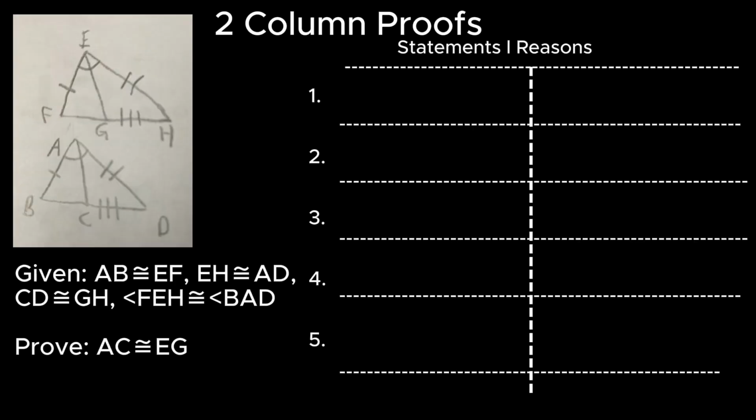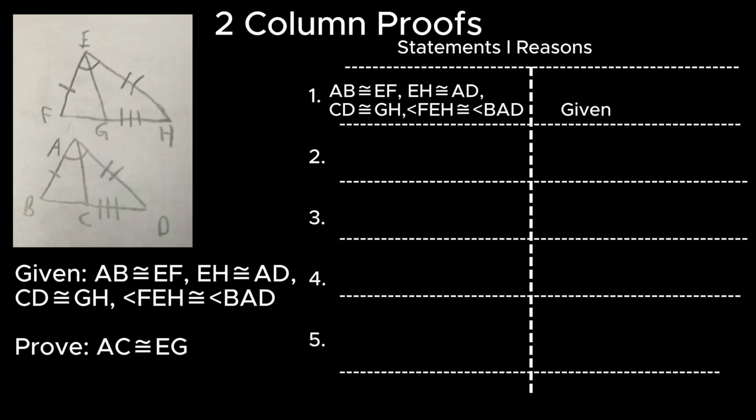Alright, now this problem might be a little bit confusing, so please pause the video and try to find out the solution to this one. Well, what can we say about these two triangles, given all of this information? What can we prove first? And obviously we put our given statement first, and then what?